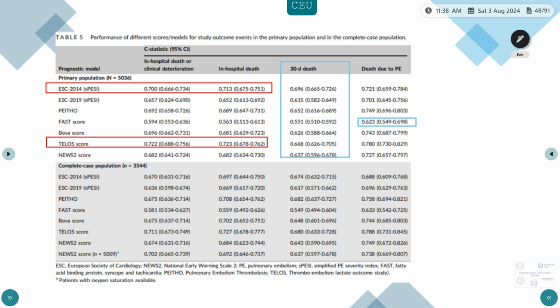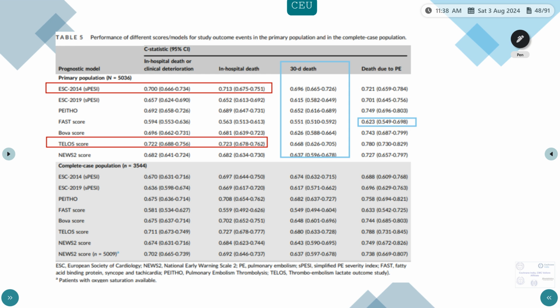Coming to the C statistic. The C statistic is a goodness of fit measure: if we select any person at random who has the outcome, do they have a higher risk score? It is a statistic to look at how those two are related. If the C statistic is more than 0.7, it means that it is a good relation.